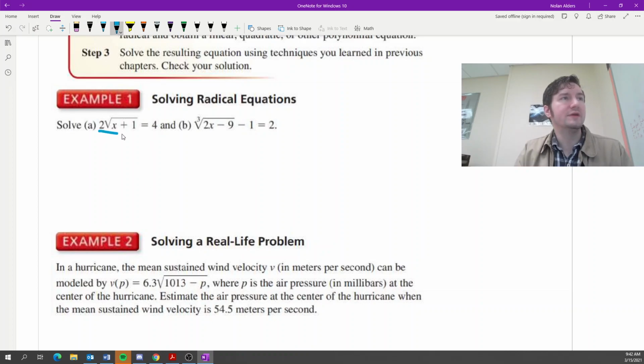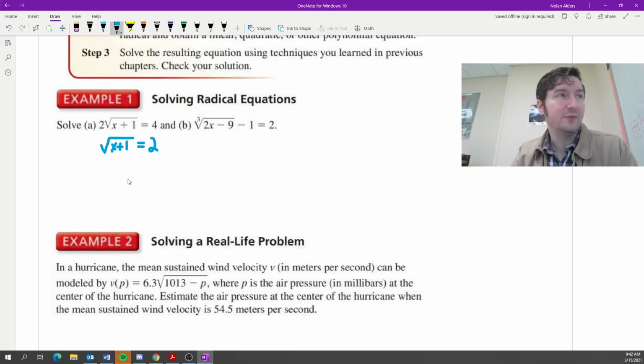Let's take this first equation here and solve that. The first step you want to do with these is isolate the radical. So let's get rid of that 2 first. If we divide by 2, we'll be left with just x plus 1 over here. I'm going to be writing with my mouse again today, so forgive the bad handwriting. If we divide by 2, 4 divided by 2 is also 2. So we'll have this as our second step.